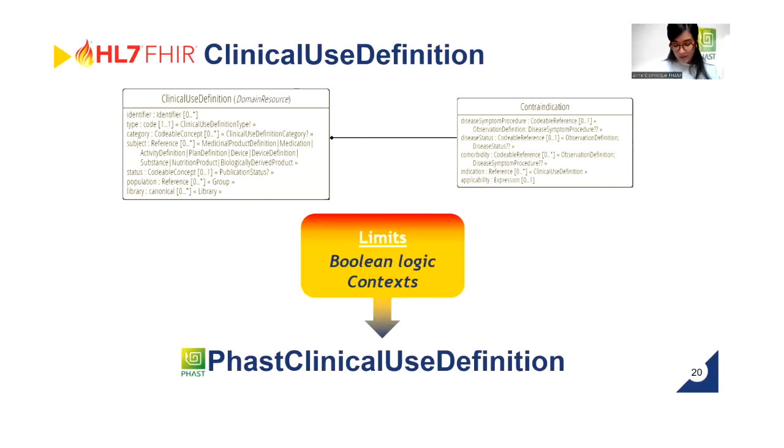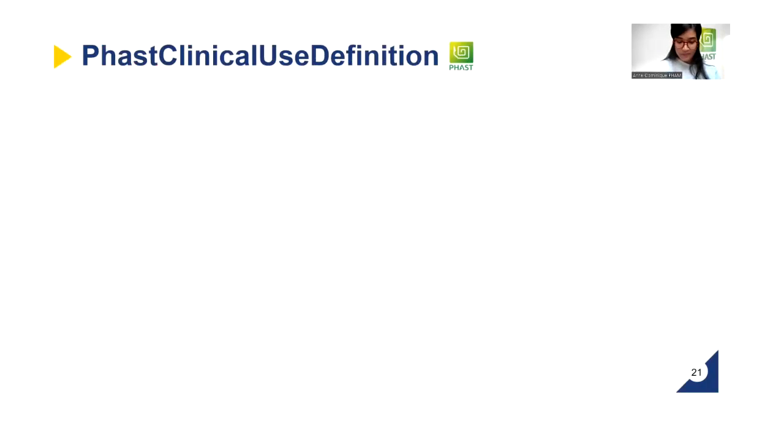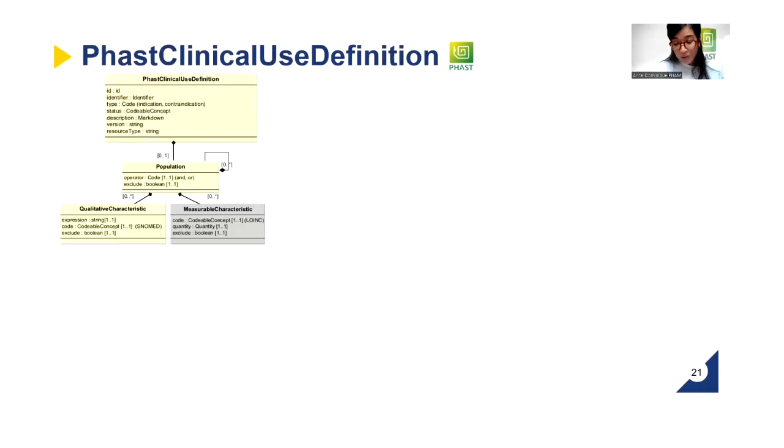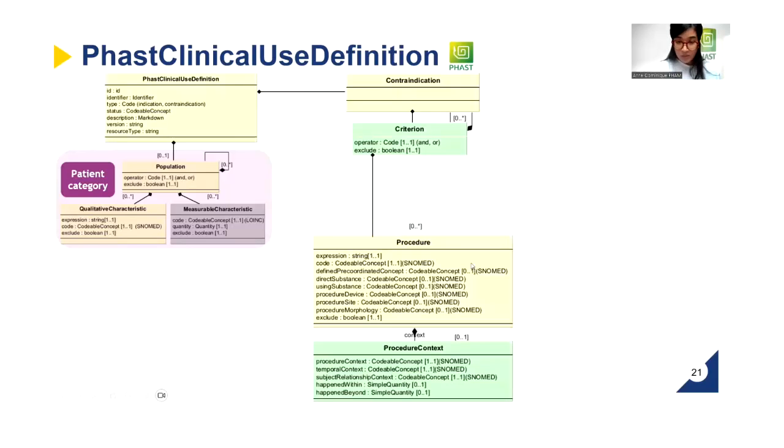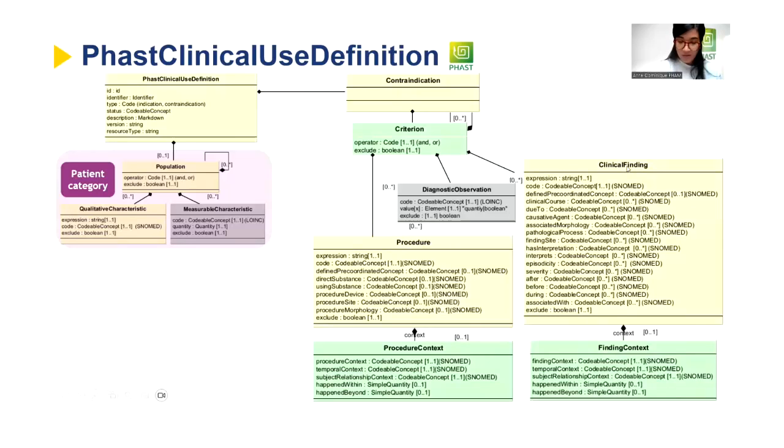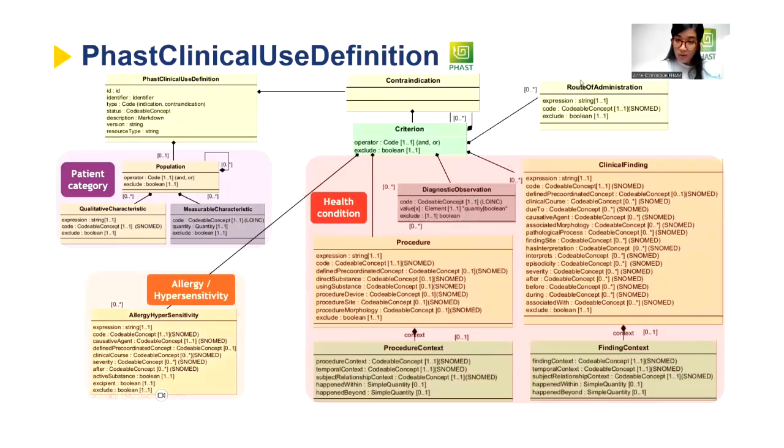And inside it, we find several similar elements with the FHIR Clinical Use Definition resource. So the Fast Clinical Use Definition resource also encompasses metadata, but the population was taken out in order to add Boolean logic and also allow associations between qualitative and quantitative population characteristics. We also added a criterion element, which is linked to the contraindication element to enable Boolean logic in the model. And this criterion element holds all the health-related elements, so any procedures, any clinical findings, or quantitative observations, as well as allergies and route of administration.